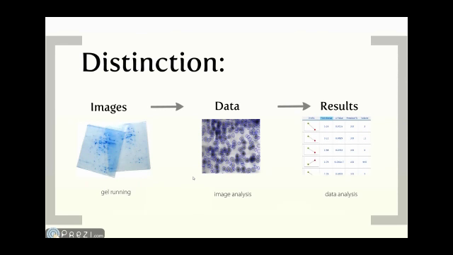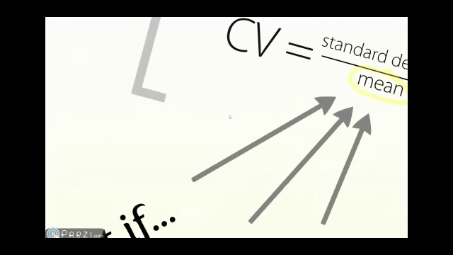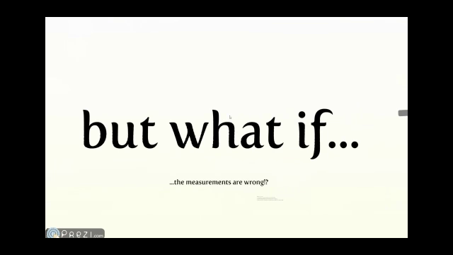But the question becomes, can mean CV be used as a metric for data quality in 2D gels? To answer that, I just want to remind you about the distinction that we made between images, data, and results. What we're doing here is calculating the mean CV on the data to try to assess the correctness of the data that is building up the mean CV. To me, that's a little bit suspect, but okay, let's work with that assumption. But consider that CV is defined as standard deviation divided by the mean. And what do you do if the measurements are wrong? The measurements that you use to calculate the value that you're using to assess the measurements. It's kind of a circular argument.